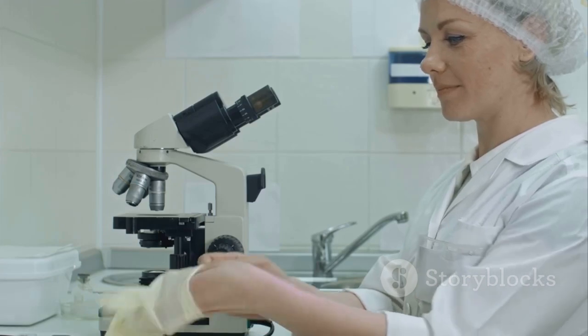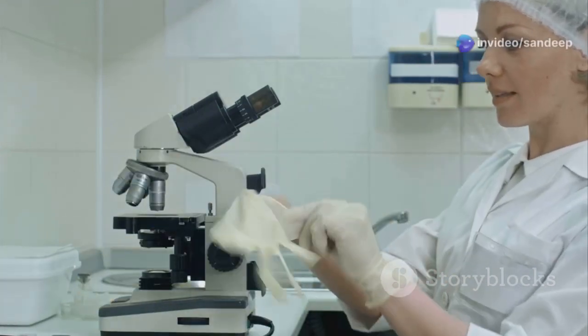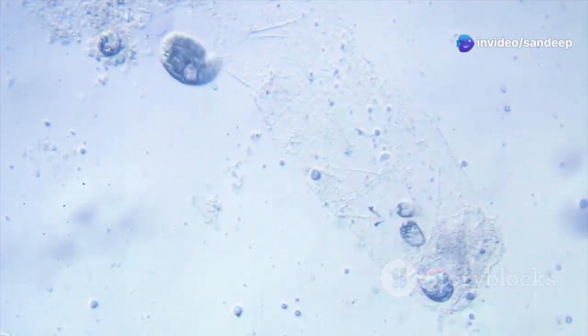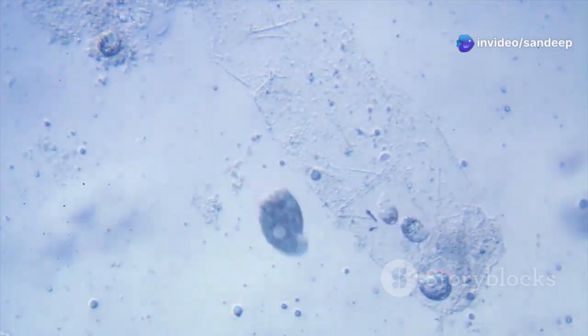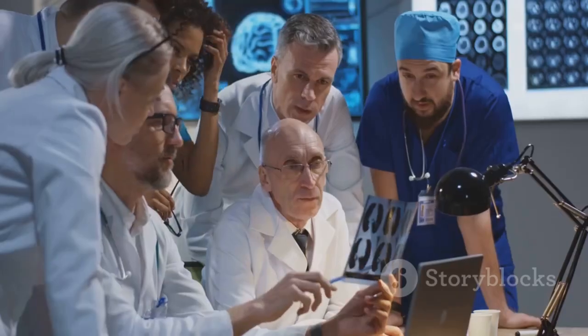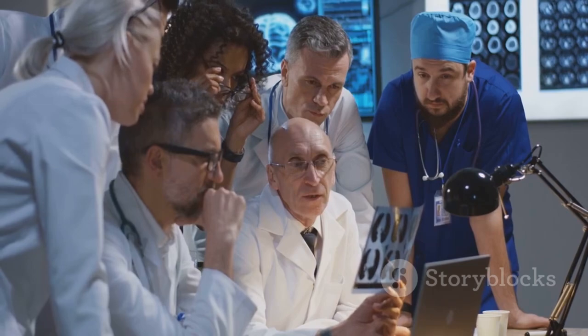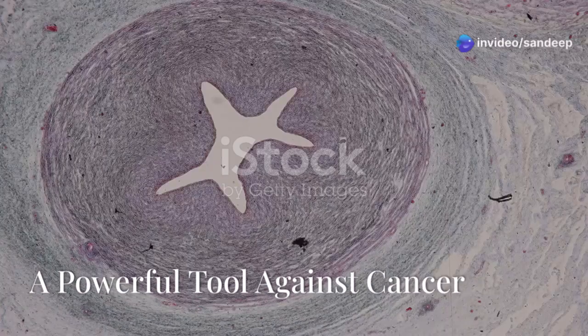Histology is an essential tool in many areas of medicine, including pathology, the study of disease. By examining tissues under a microscope, pathologists can identify abnormalities that may indicate a disease process. This information is crucial for making accurate diagnoses and developing effective treatment plans.